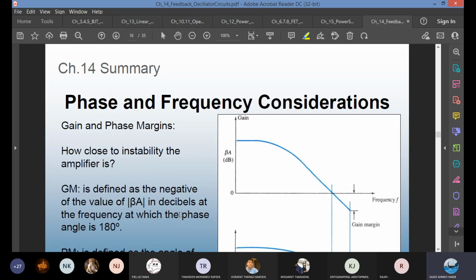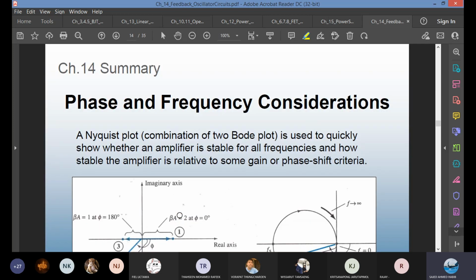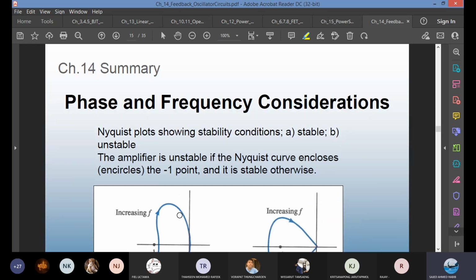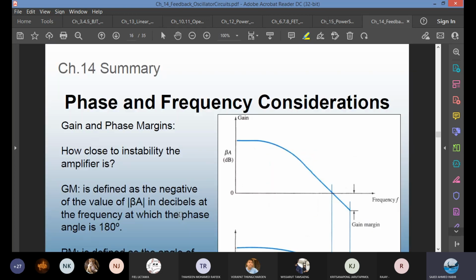Slide 13, 14, 15, 16. I do not discuss about Nyquist frequency or Bode plot. This is the topic of another subject, although I discussed briefly what is a Nyquist plot or Nyquist frequency. 13 until 16 you can skip for the exam.